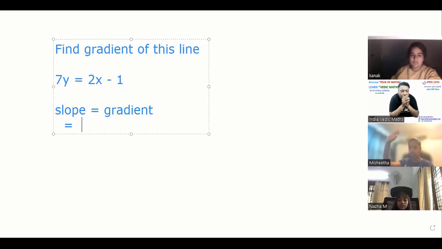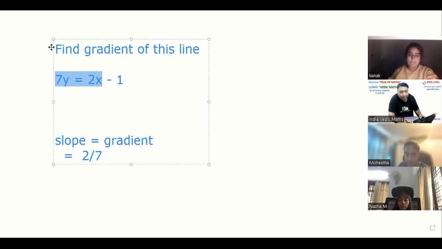How much is it? Yes, Mishita. 2 by 7. 2 by 7. Very nice. Now, why is it 2 by 7? Why is it not 2, Mishita? Because on the y side you can only have y.